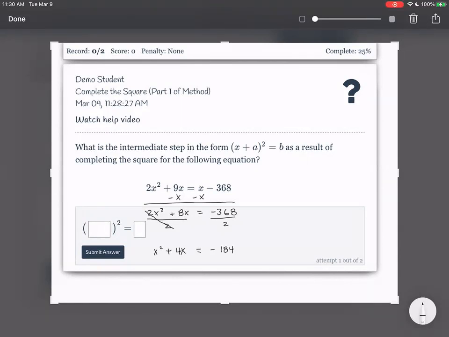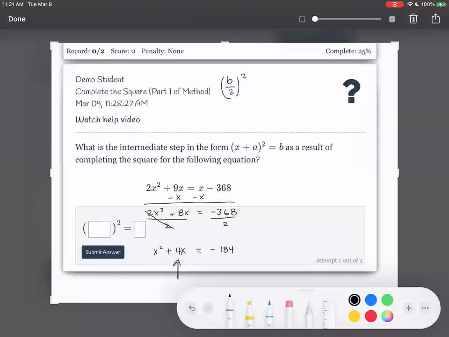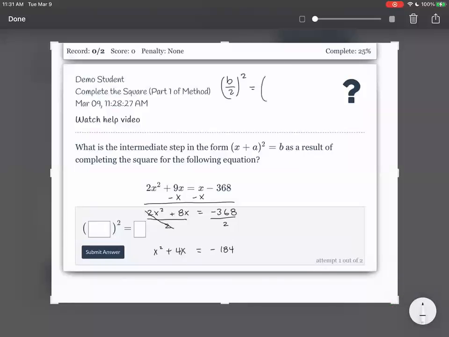Okay, pausing here, are there any questions? Okay, so then we need to figure out what to add to both sides to complete the square. Remember, the formula is b over 2 squared. This is what we're going to add to both sides. So what is our b value? It's the 4. So we have 4 over 2 squared. 4 divided by 2 is just 2, and then 2 squared is 4. So we are going to add 4 to both sides.